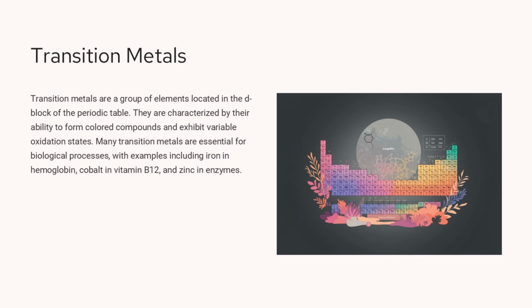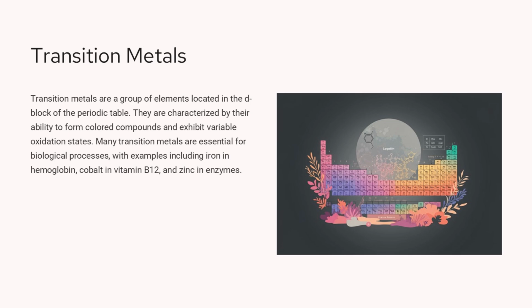Transition metals are a group of elements found in the D block of the periodic table. They are known for their ability to form colored compounds and exhibit variable oxidation states. Many transition metals play crucial roles in biological processes.